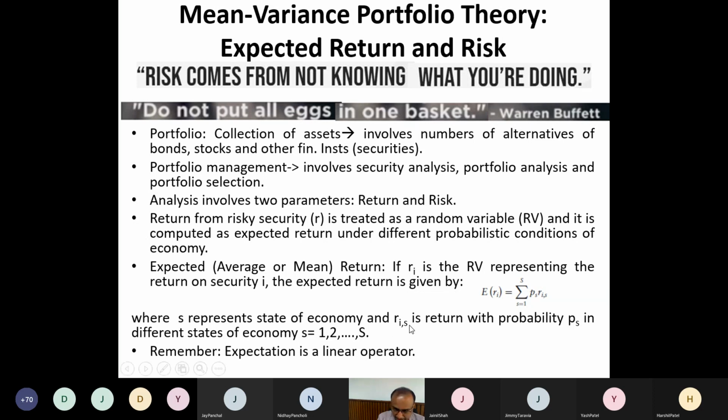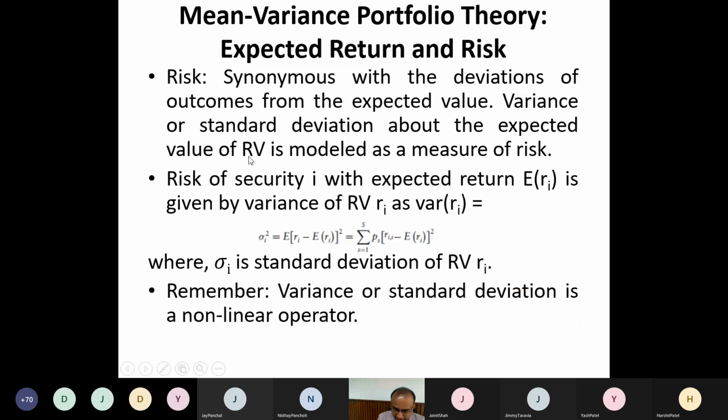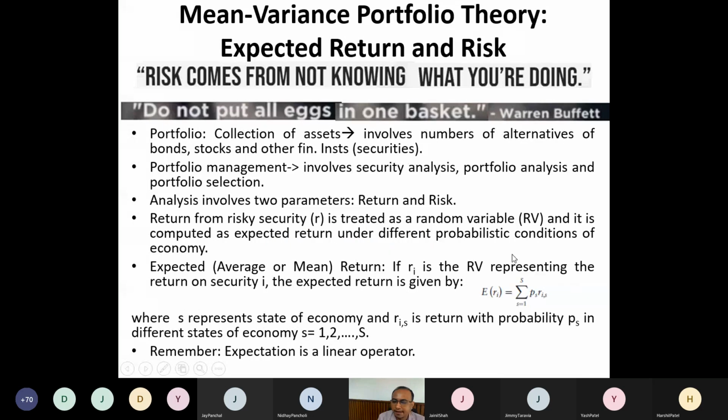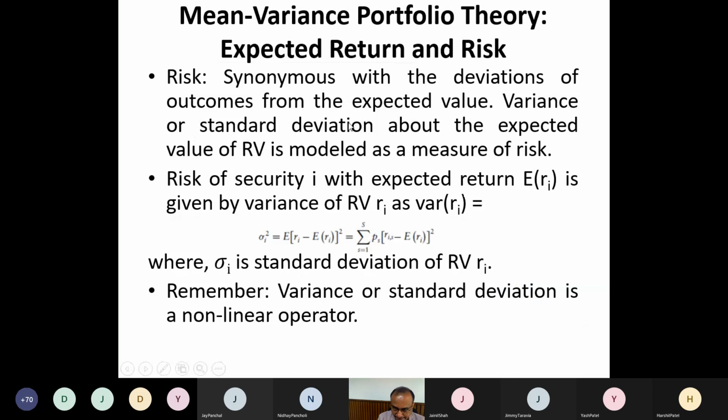Now let me define the risk. We have defined the return. Let me define the risk. Then I will summarize. Risk is synonymous with the deviation of outcome from the expected value. So if I have this expected value, in practice the outcome will not follow it exactly; there is some deviation from this expected value. So the variance or standard deviation about the expected value of a random variable is modeled as a measure of risk. Deviation from the mean value is measured by variance or standard deviation. You recall these terms in statistics, right?